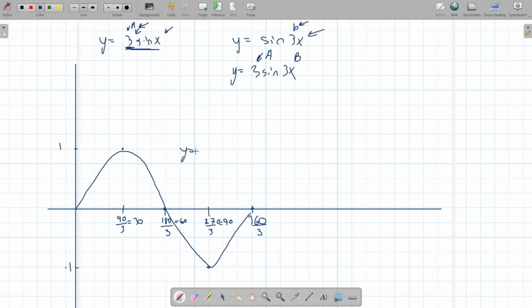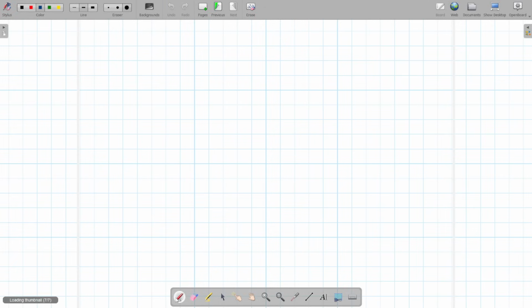Right, I graphed here y equals sine 3x. We changed the b. So what's left to change? The amplitude. So what do you do? You just change this to 3 and change this to negative 3. This is now y equals 3 sine 3x. How about cosine? Same exact thing. Cosine, same thing, but obviously the graph's a bit different.